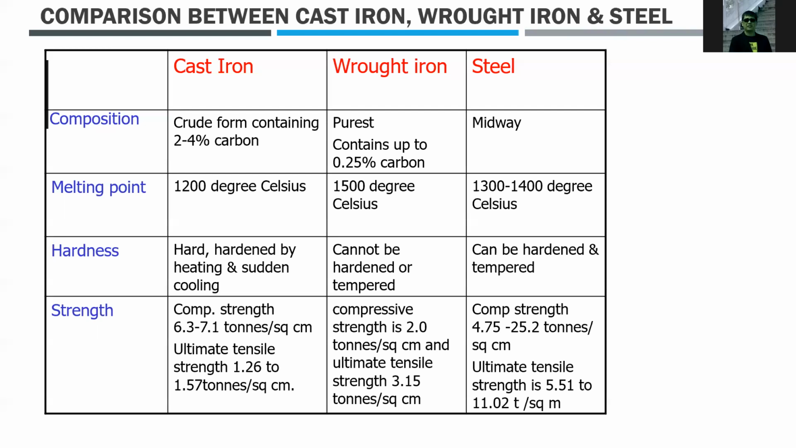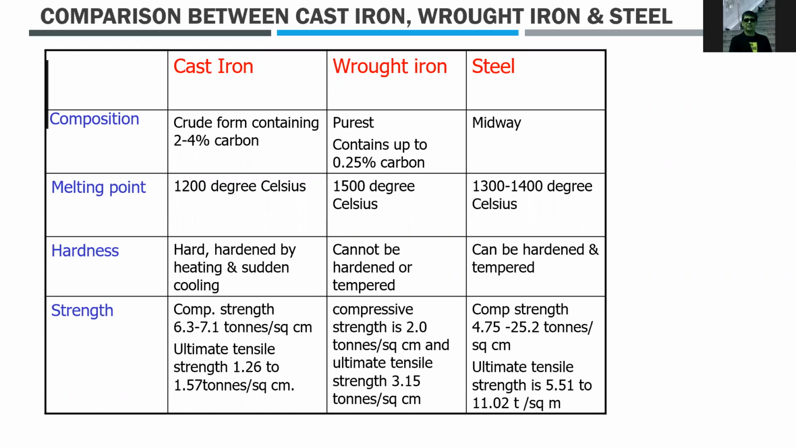The wrought iron is the purest. It contains up to 0.25% carbon. The melting point is 15 degrees Celsius. It cannot be hardened or tempered, and the compressive strength is 2.0 tons to 3.15 tons, with its tensile strength.